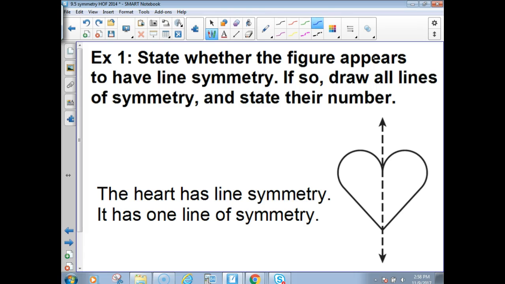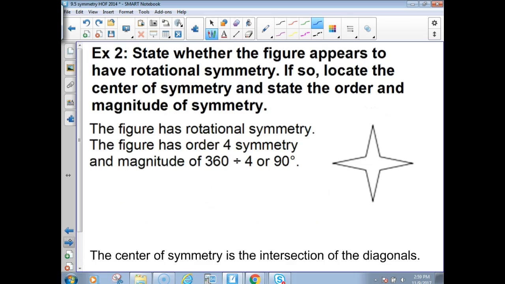Anyway, state whether the figure appears to have line symmetry. If so, draw all lines of symmetry and state the number. This heart has line symmetry. It would have only one. So that's what it means when it gives you those directions. Rotational symmetry is when you can spin it. Now, this one has both line symmetry and rotational symmetry. If it says state whether it has rotational symmetry, you want to give the order and the magnitude. So this one would be order 4. You then take 360 divided by 4 and get its magnitude is 90.